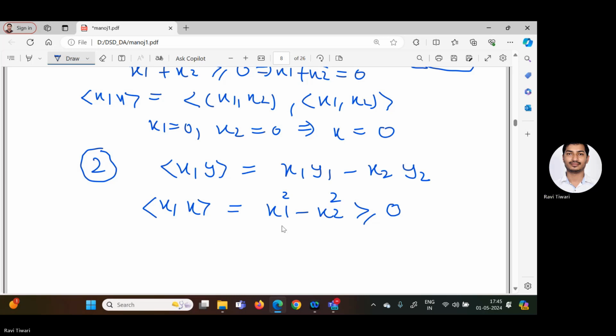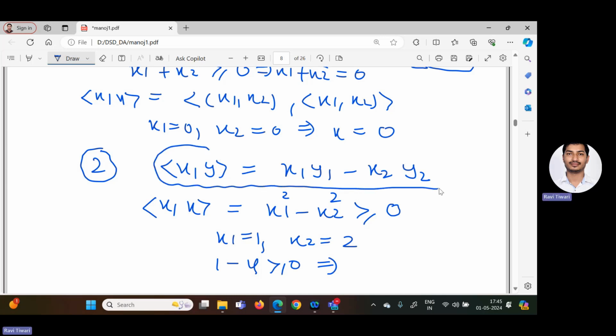If I choose x1 and x2 obviously, we can choose because x is a random vector of R2. So what will be x1 squared, and what will be x2 squared minus this quantity? I am choosing x so that the inner product is negative, so property 4 fails.